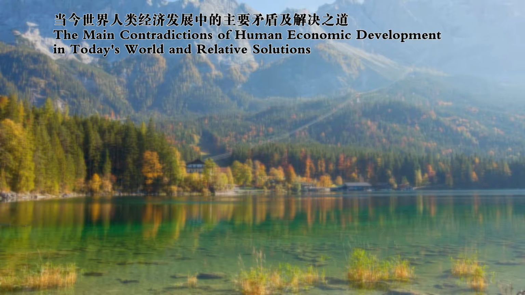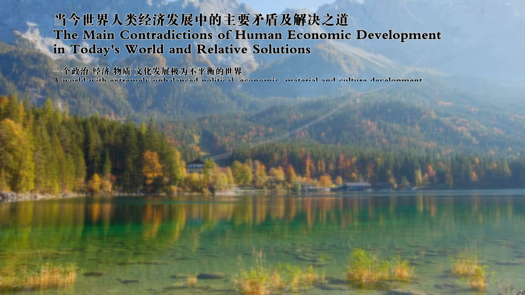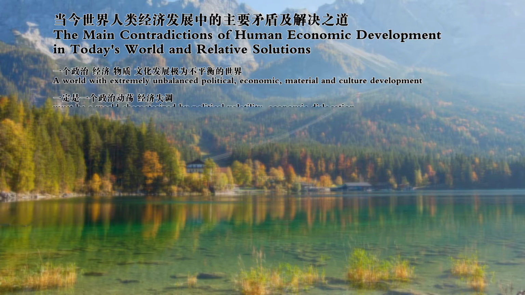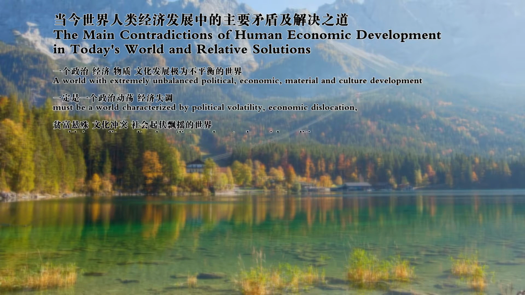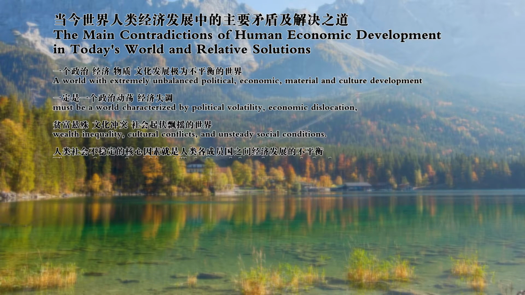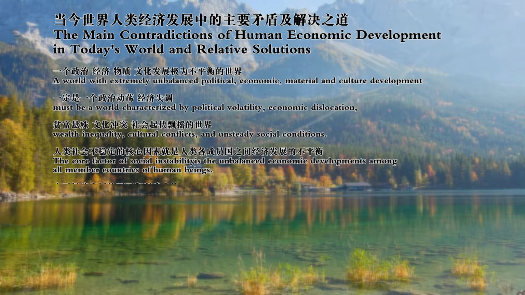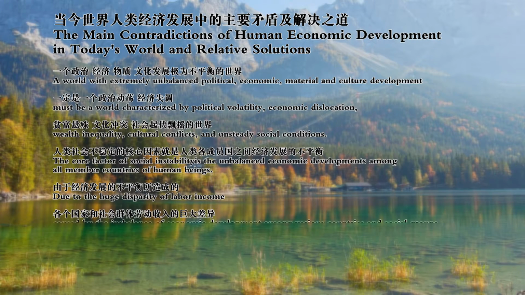The main contradictions of human economic development in today's world and relative solutions. A world with extremely unbalanced political, economic, material, and cultural development must be a world characterized by political volatility, economic dislocation, wealth inequality, cultural conflicts, and unsteady social conditions. The core factor of social instability is the unbalanced economic development among all member countries of human beings.